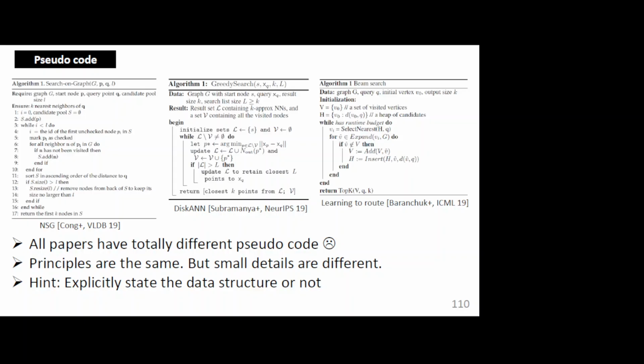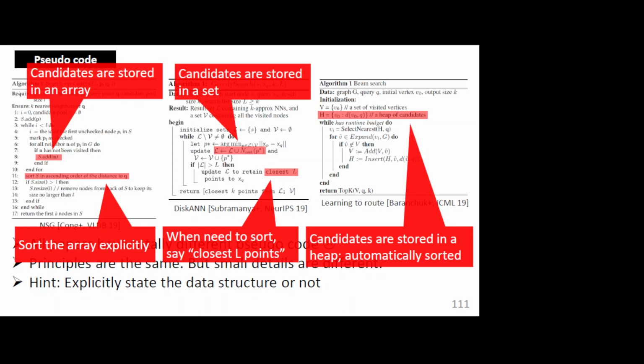Here is the pseudo code from different papers. You see all the papers have different looks for their pseudo code, but the principles are the same. Let me show you some evidence. Here, this is a paper called DiskANN. Here, they say the candidates are stored in an array. And in the second paper, they store their candidates in this line, here.